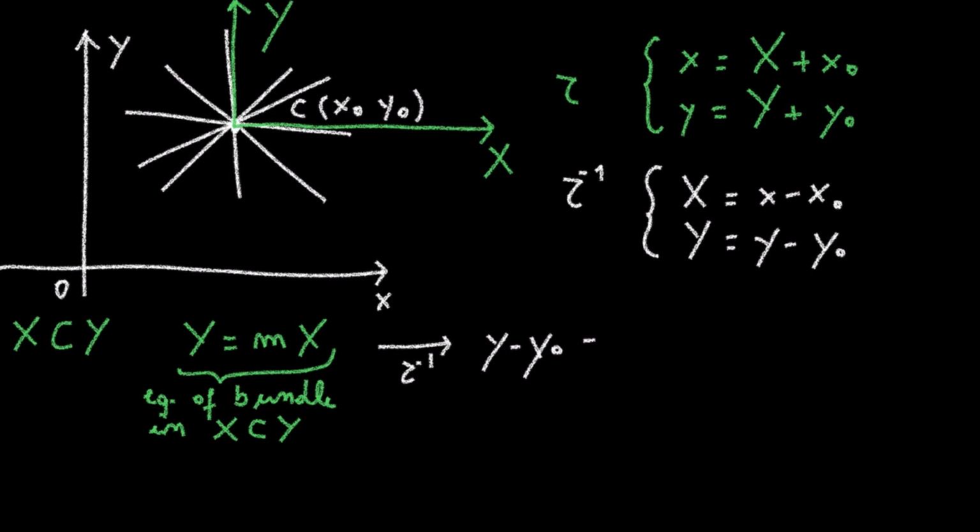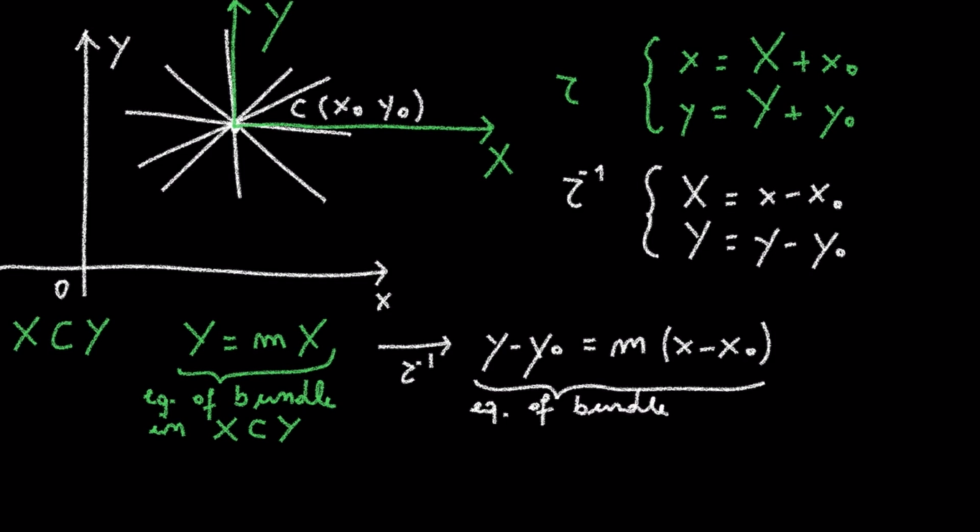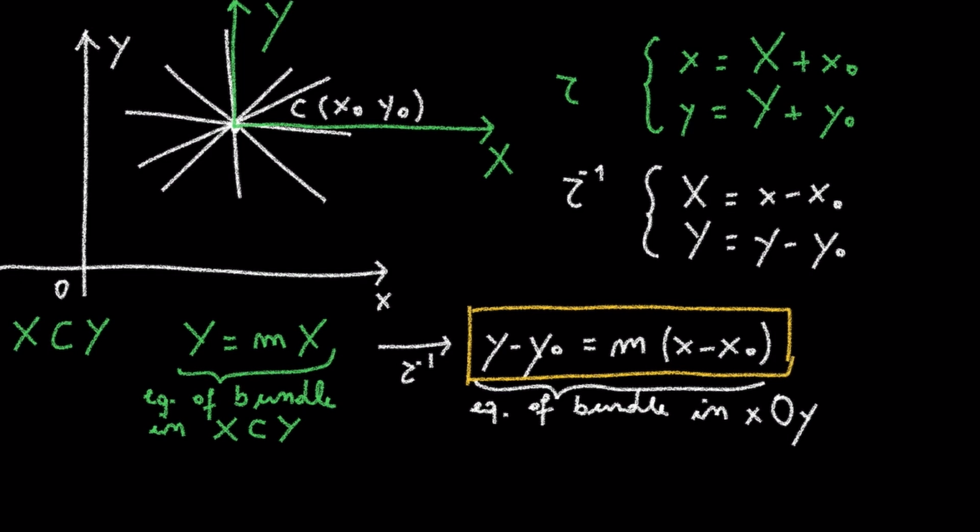We apply the transformation tau to the minus 1, and we get y minus y0 equals m times x minus x0, and this is the equation of the bundle in the xOy coordinate system, where m is a variable in R. Now, this equation represents the bundle of lines centered at C(x0, y0), excluding the vertical line x equals x0, since vertical lines have an undefined slope.